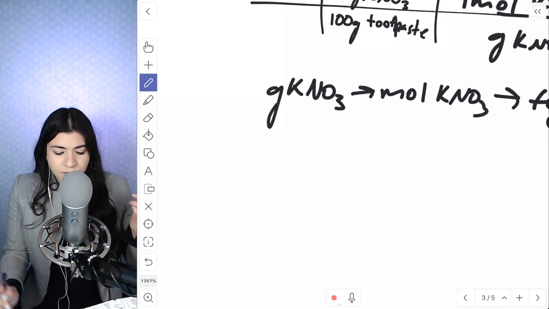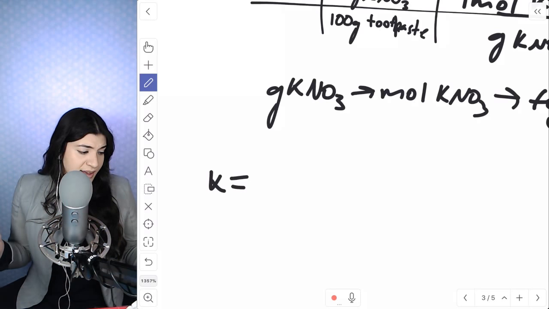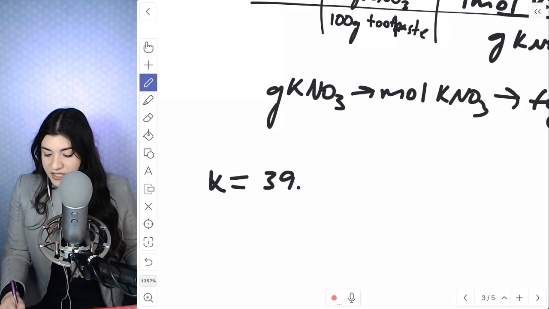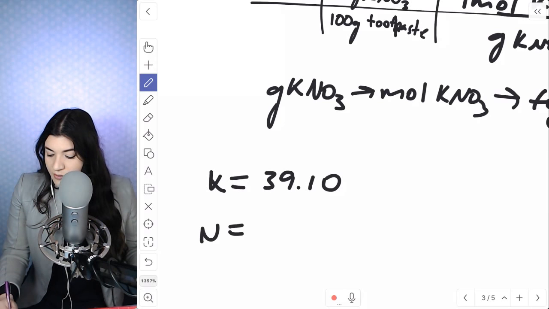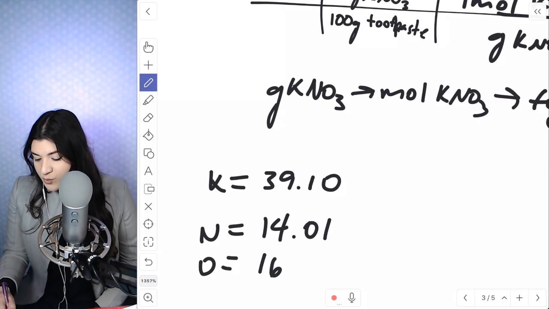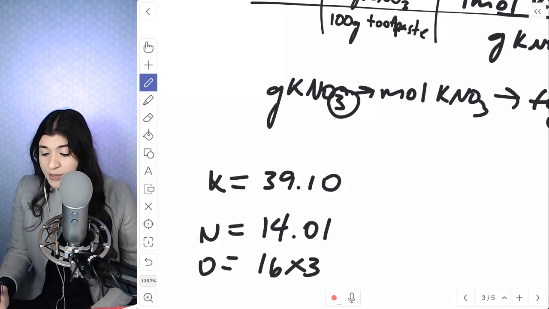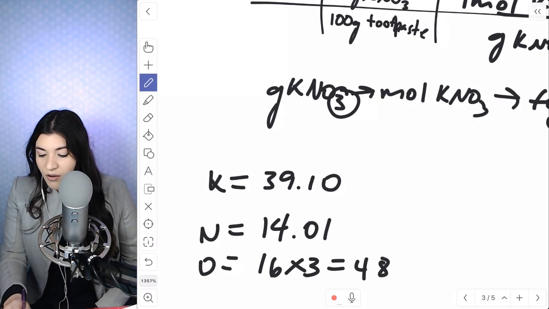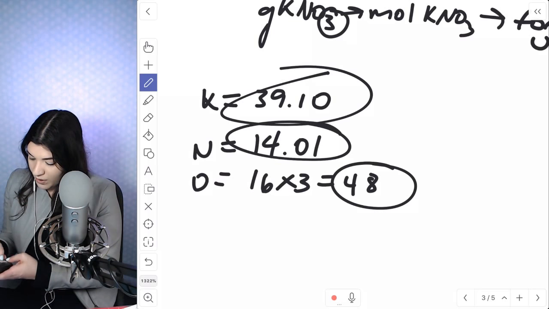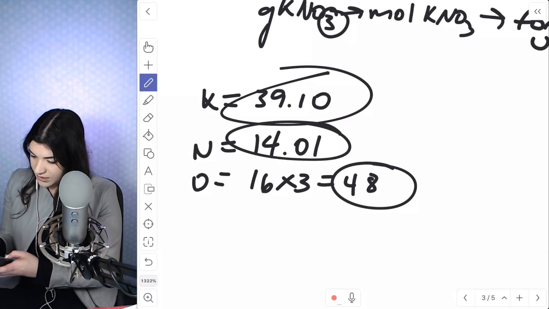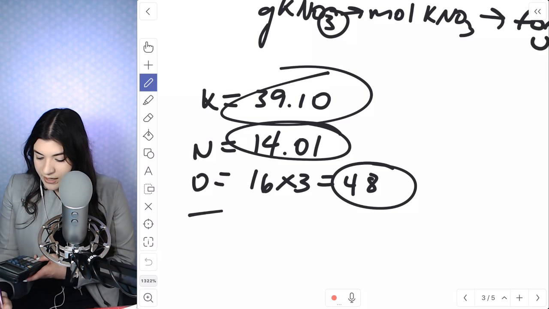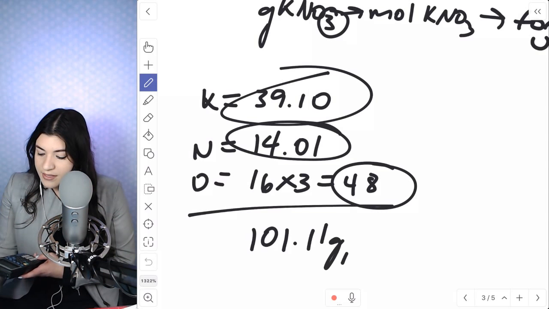So looking at the periodic table, potassium has a mass of 39.10. Nitrogen has, I believe, 14.01, and oxygen has 16. However, there are 3 of them, so I have to multiply that by 3. 16 times 3 gives me 48, and I'll add all of these numbers together. And that would be the overall molar mass of this compound. So let's see what we got. Okay. So we'll have 101.11 grams per mole, and this is of KNO3.